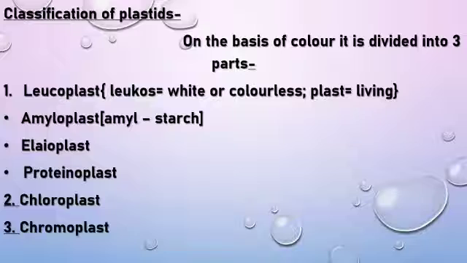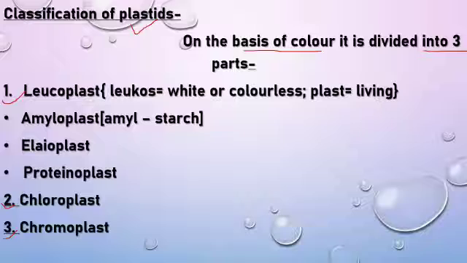Here we will see the classification of the plastids. It is important to remember that on the basis of color, plastids are divided into three categories. The first one is the leucoplast, the next one is the chloroplast, and the next one is the chromoplast.